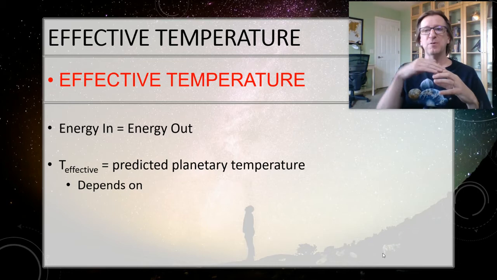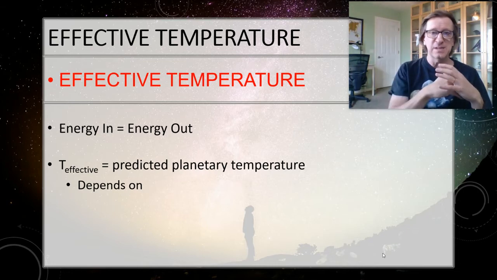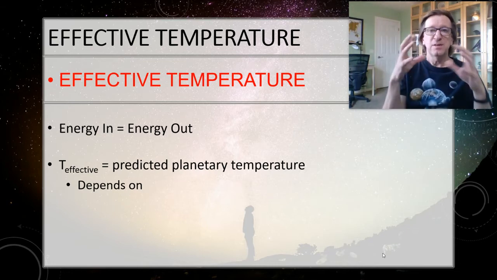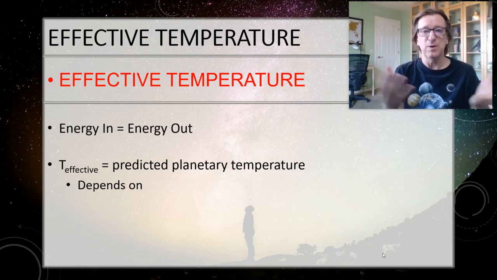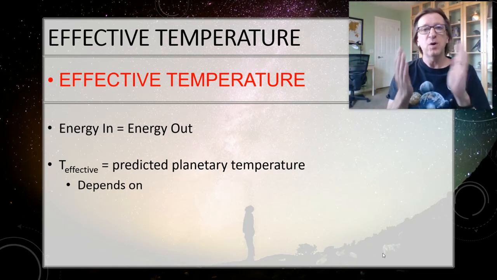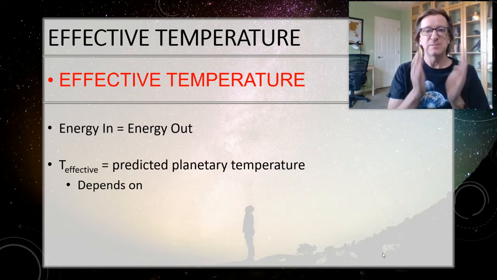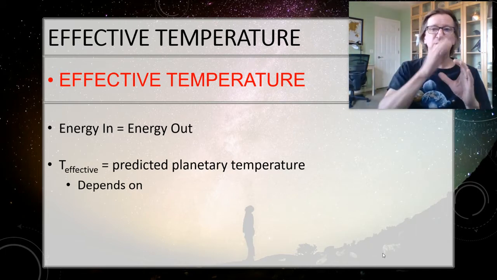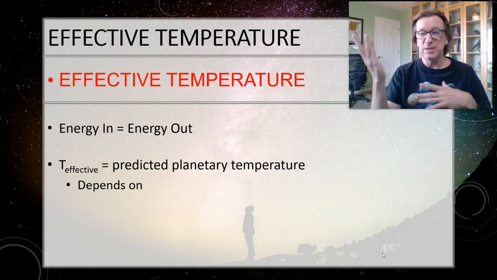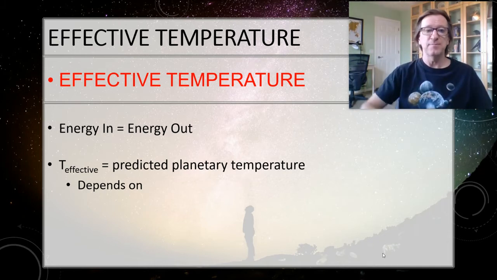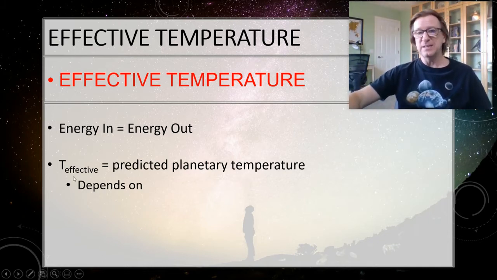Same thing, if the planet reflected back more energy than it's actually receiving, then it's going to get colder and colder and colder, and eventually it's going to become an ice ball. Well, that also doesn't happen. You always have this equilibrium, this balance between the amount of energy coming in and 100% of the energy coming in goes out. From that, we can figure out the predicted planetary temperature because that energy being emitted is going to be the temperature of the planet. So T effective is what we call the predicted planetary temperature.